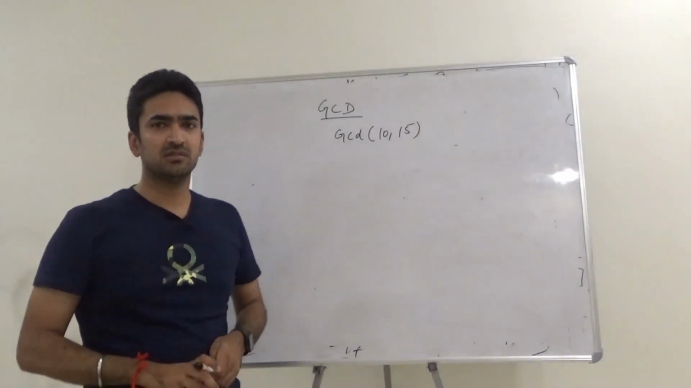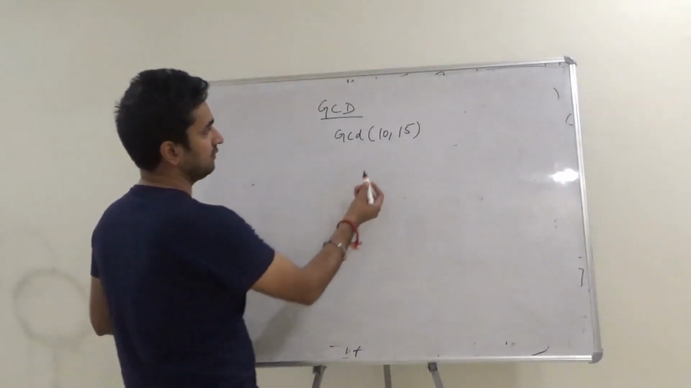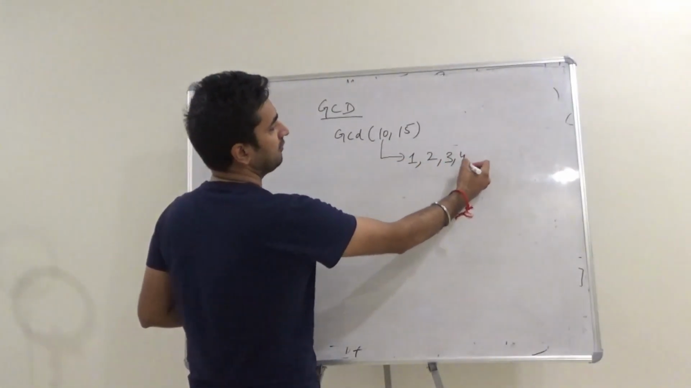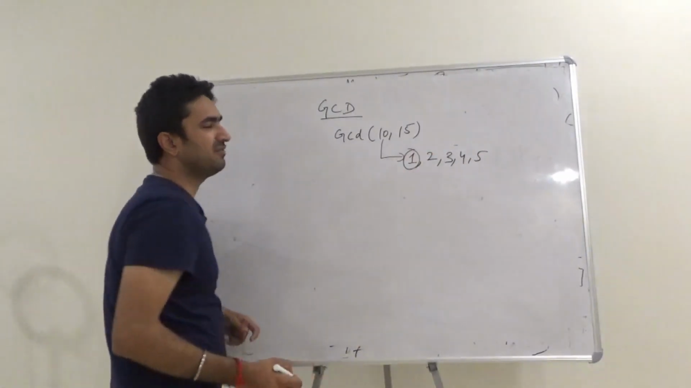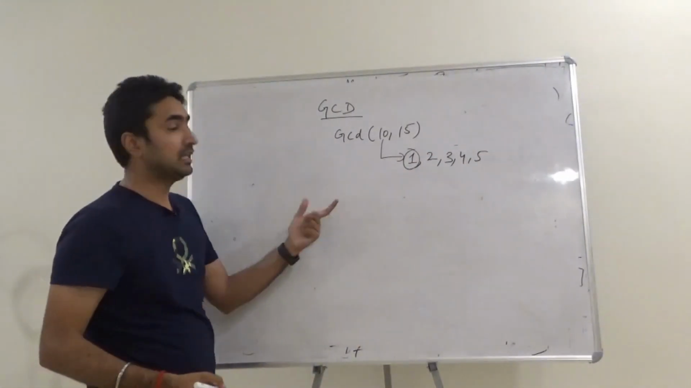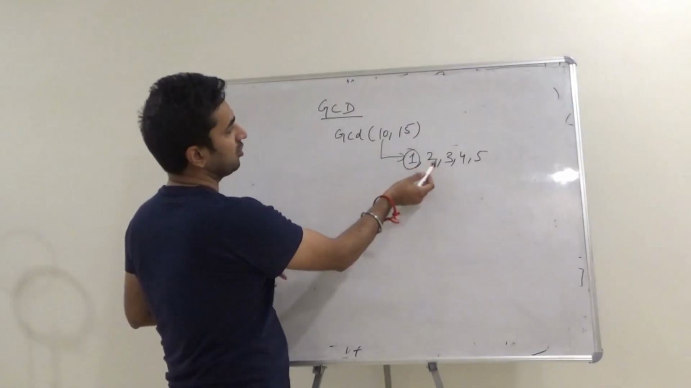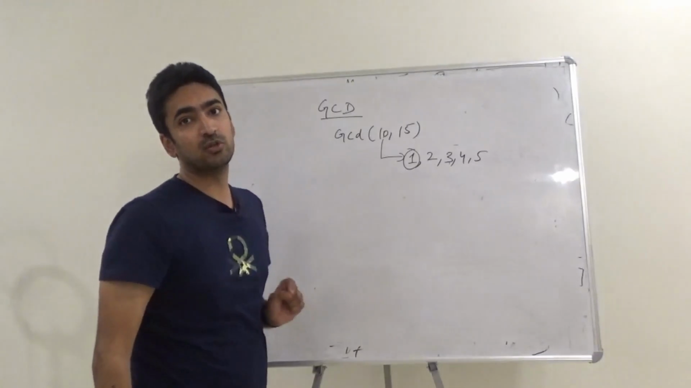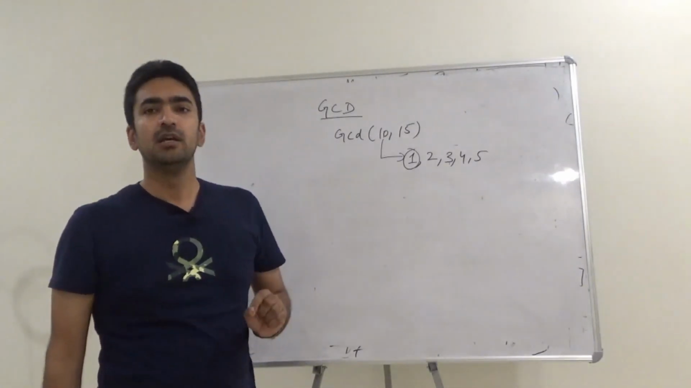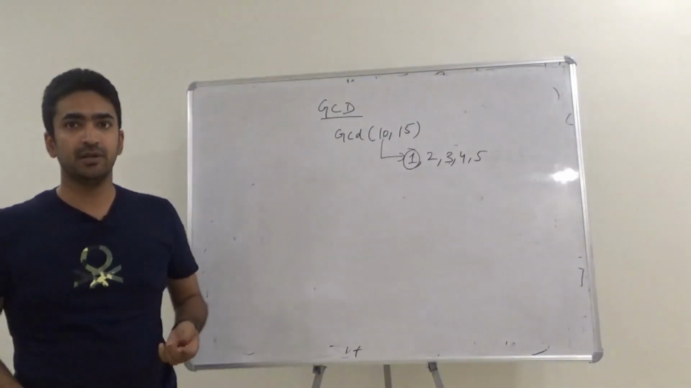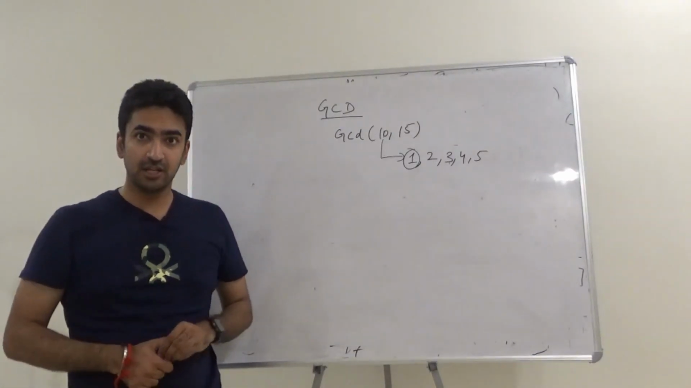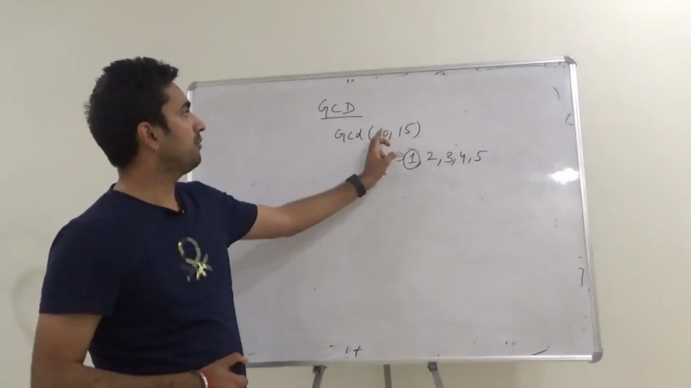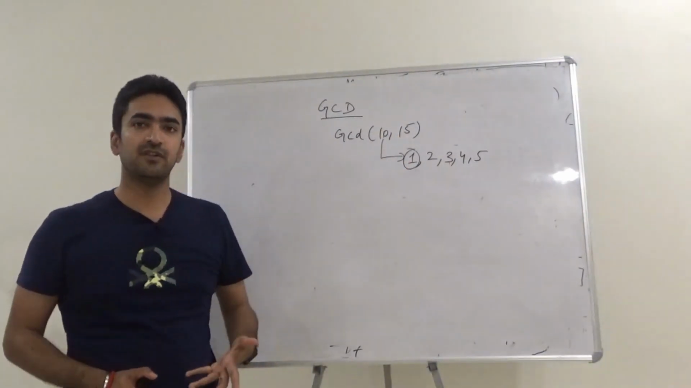One approach is the brute force approach, where we take the numbers 1, 2, 3, 4, 5 and check them. 1 is always obviously common with everything. Then 2 is not common between 10 and 15, 3 is not common, and 4 also is not common. But 5 is actually common between 10 and 15, so the answer is 5.